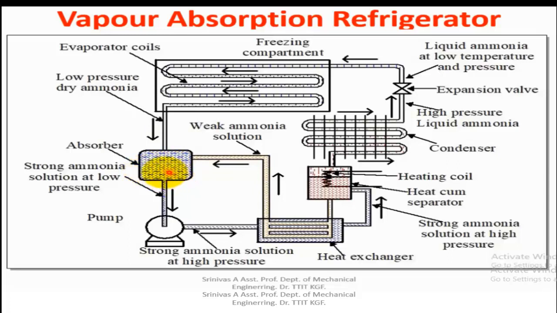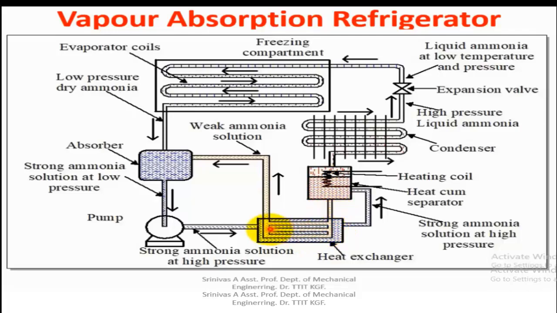And this strong ammonia solution is passing through the heat exchanger through the pump, and this strong ammonia solution is pressurized, and it will become high pressure because of the pumping effect. And this high pressure ammonia solution is passing through the heat exchanger to the heat cum separator. So while passing through the heat exchanger, it is warmed up. It is because of the heat.